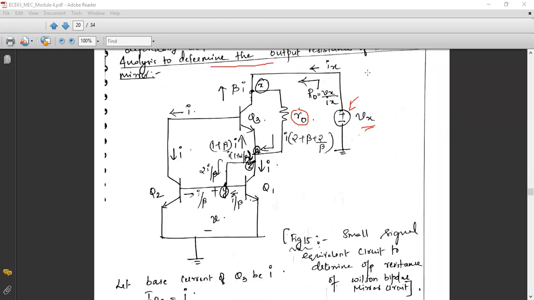In order to find the output resistance, we have drawn an equivalent circuit showing the effect of R0. To find capital R0, we need to find the ratio between Vx and Ix, where Vx is a test source that we have inserted at the collector terminal of the BJT. Sir, could you repeat, sir? Yes.